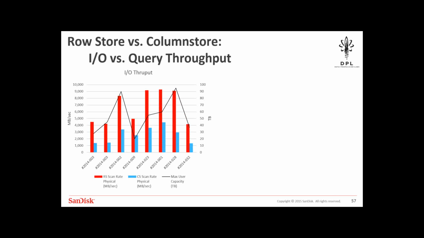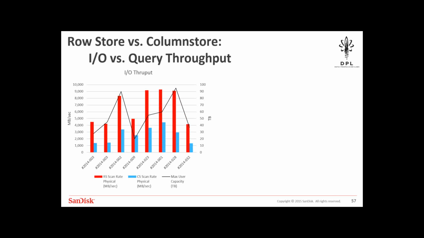The blue bar represents Columnstore. Again, both of them on Flash. So focus on the red and blue columns. Don't worry about the black line for now. It corresponds to the secondary axis and represents the certified DB size. But each pair of columns represents results from a fast-track warehouse reference architecture. And for each pair, we're comparing performance metrics from the same system. Again, RowStore red, Columnstore blue.